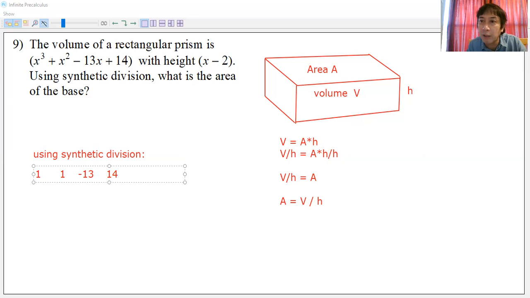Our trial divisor here is x minus 2. And so our x there is positive 2. So positive 2 is what we're going to use for our trial divisor. So we have a positive 2 over here. At this point, you know where I got the positive 2. It's x minus 2, for the trial divisor.